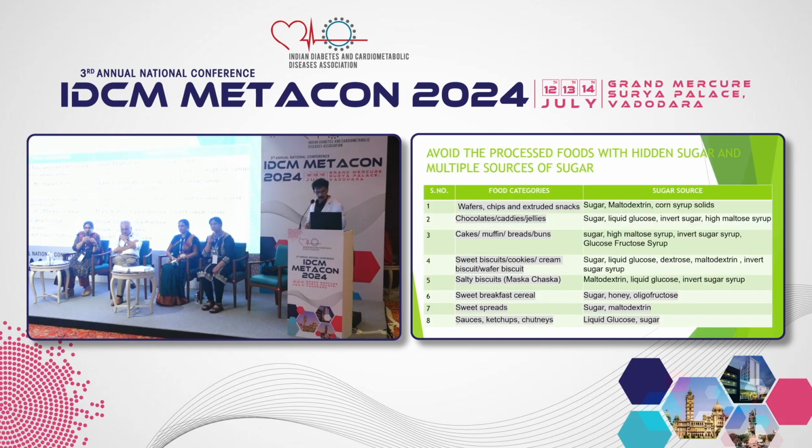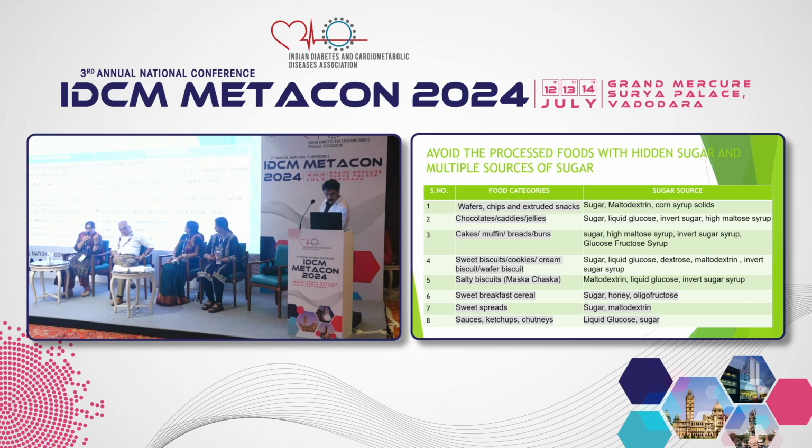The table, yeah. So this is some data from our research on processed packaged foods, and where some of the sugar, hidden fat, and hidden sodium come from in most packaged foods. I have data on some 500 foods that we have analyzed in our labs. You can see the wafers, chips, extruded snacks may contain sugar, maltodextrin, corn syrup. High fructose corn syrup is the biggest culprit we know, and chocolate candies, jellies may have it. Of course, the sweets would have it, but it will have multiple sources of sugars.